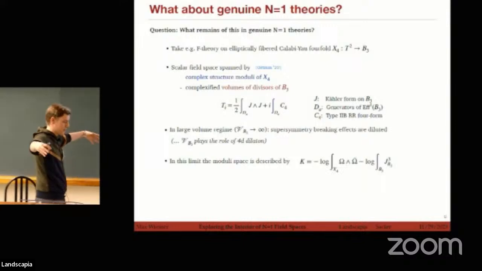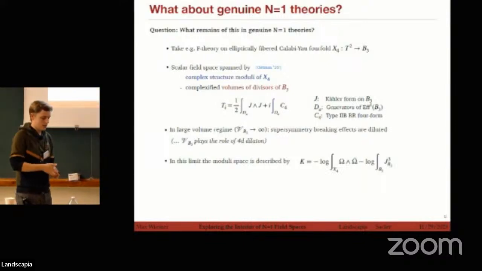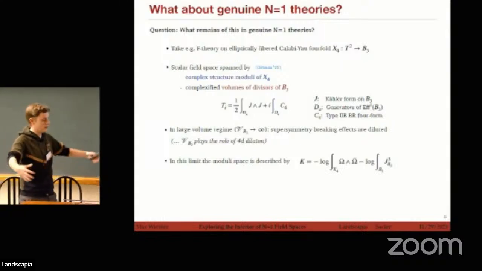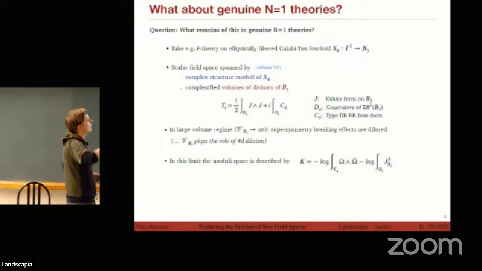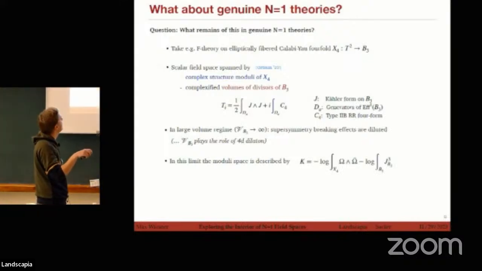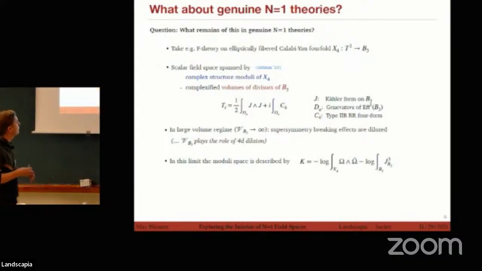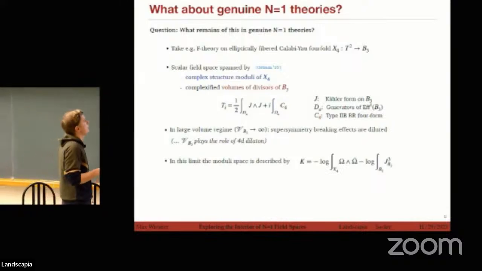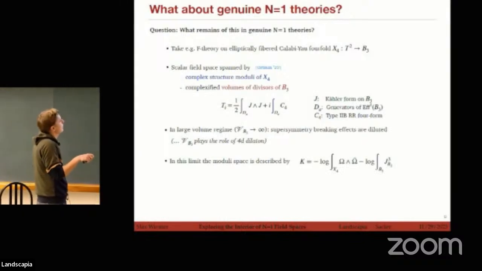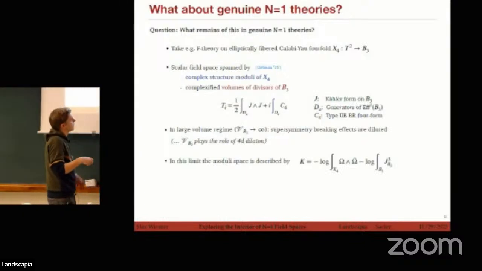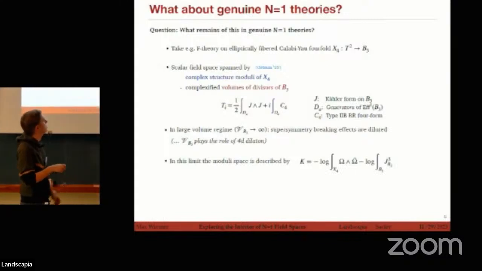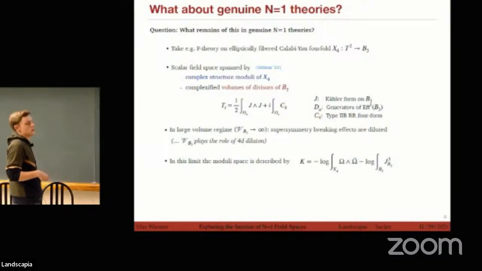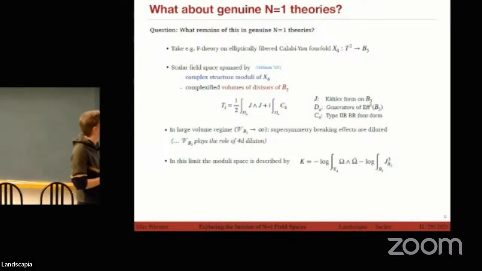And we know that in the large volume regime, if we make the base B3 very large, all the supersymmetry breaking effects that come from the non-trivial fibration of the torus over B3 become very dilute. It's almost a constant fibration. So all the supersymmetry breaking effects are diluted because we can think of B3 as playing the role of the 4D dilaton. So we get a very weakly coupled theory. And in this limit, the moduli space just factorizes between the complex structure sector and the Kähler sector. And this is often a starting point to investigate what is happening in F-theory.